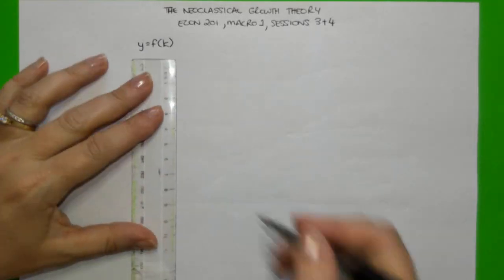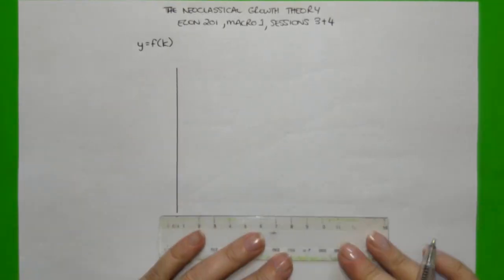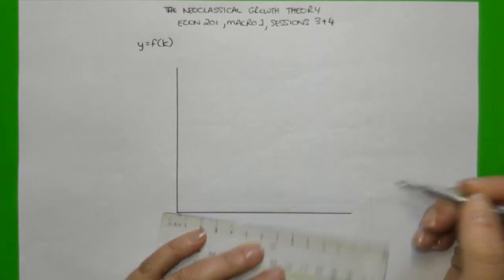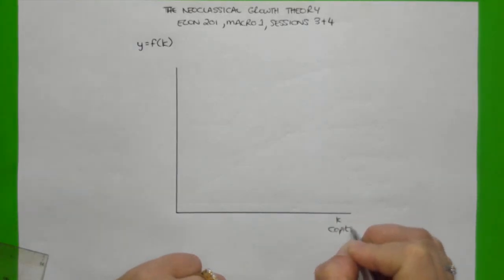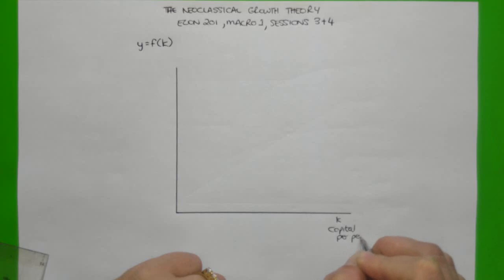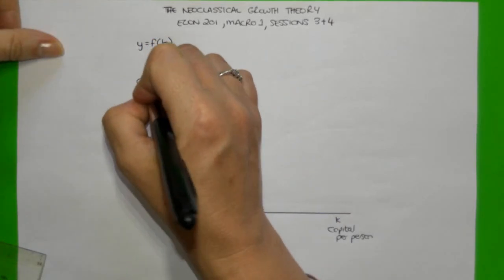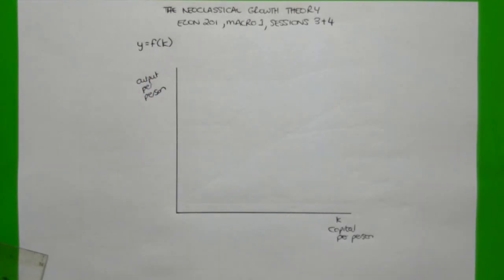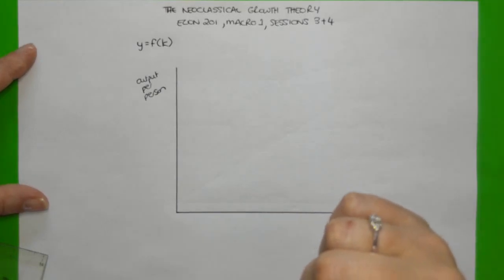I'm going to draw the set of axes because what we are going to do is put our production function into our set of axes, into the capital per person and the output per person space. So remember to always label your axes: capital per person on the horizontal axis, output per person on the vertical axis. Alright, if you recall, there's a positive relationship between capital stock per person and output per person, and therefore the curve that I'm going to draw has a positive slope.